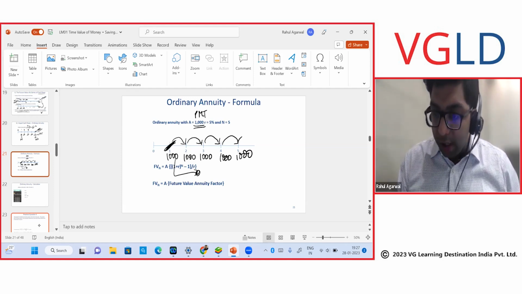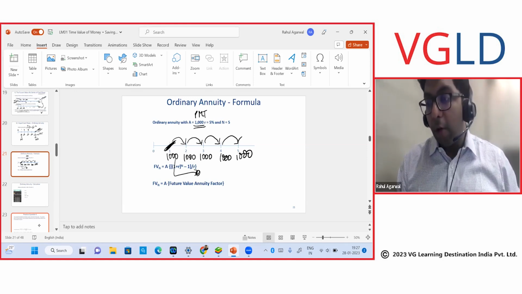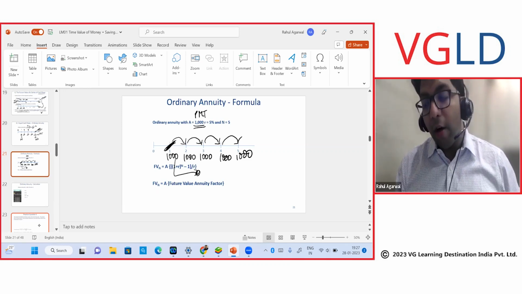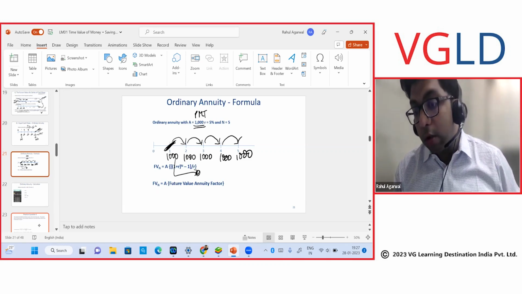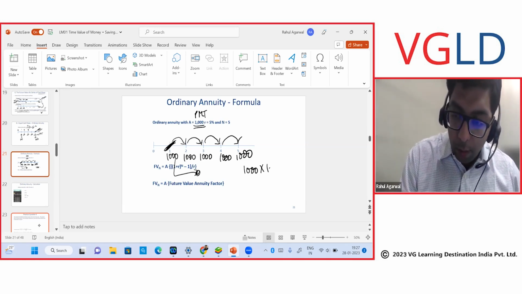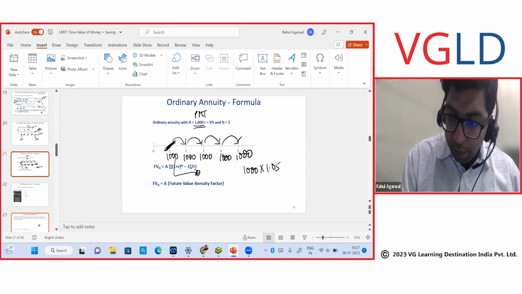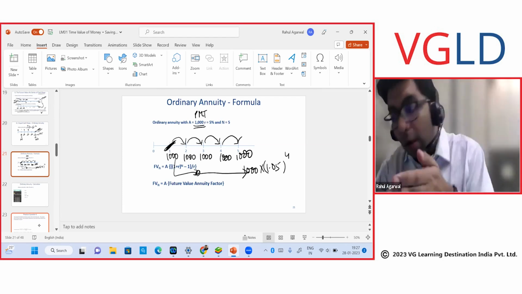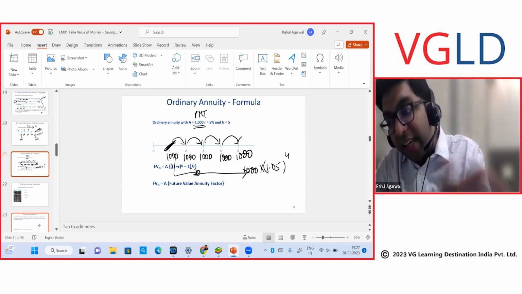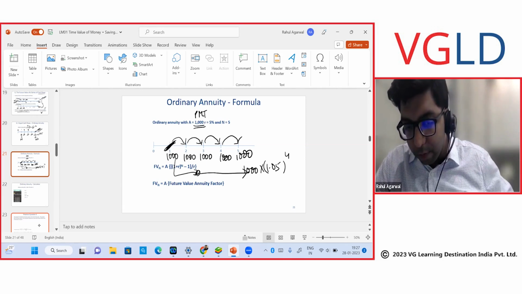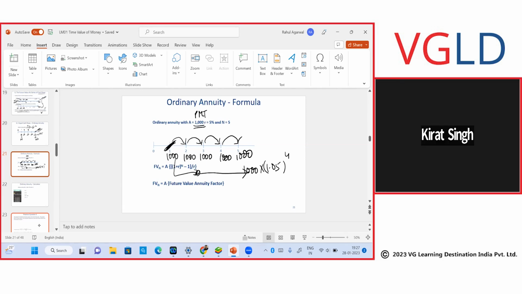My PMT is 1,000. I am getting a payment of 1,000 from ICICI Mutual Fund at the end of each year. So at the end of the 5th year, what is the value of all those thousands? 1,000 will become 1,000 into 1.05 to the power 4. Because 1 year has passed and I got 1,000, so it will grow for 4 years at the rate of 5%. Everyone, are you getting this? Yes, sir.